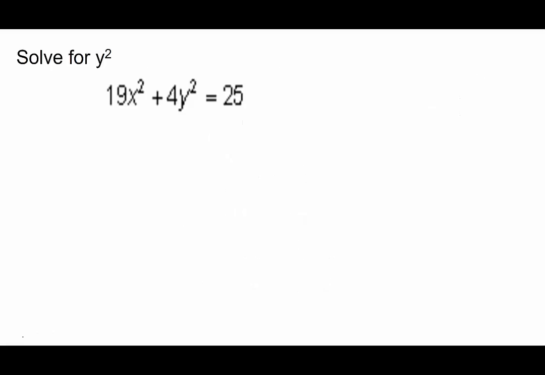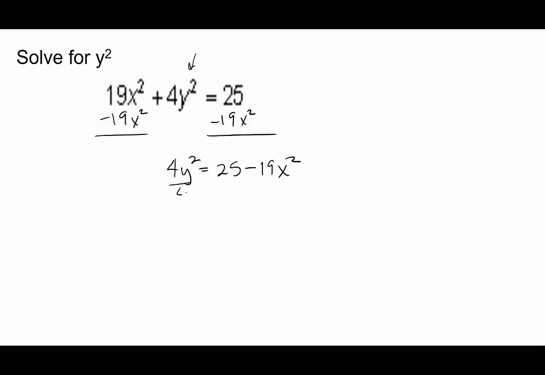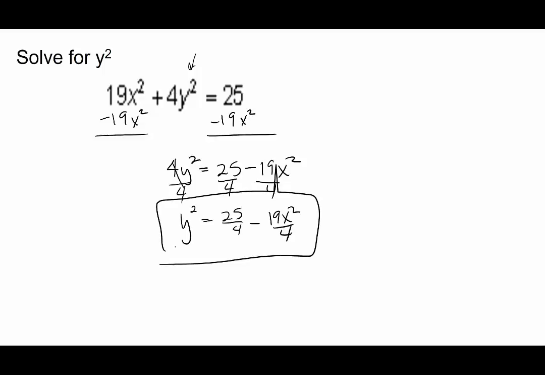Okay, let's look at the next one. Now we're solving for y squared. So we want to isolate the y squared, so we want to move everything else that can be moved. Next step, divide by 4. Everything divided by 4. And we are going to leave the answer just like that. You could combine because you have a common denominator, but we're going to leave it like that. Notice this time we only wanted to solve for y squared. Sometimes if we want to solve for y, then you have to take the square root of both sides.